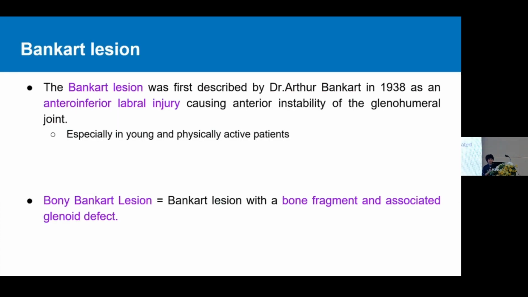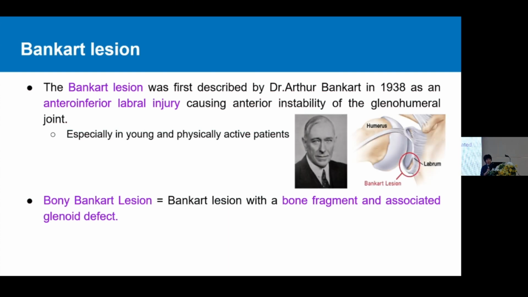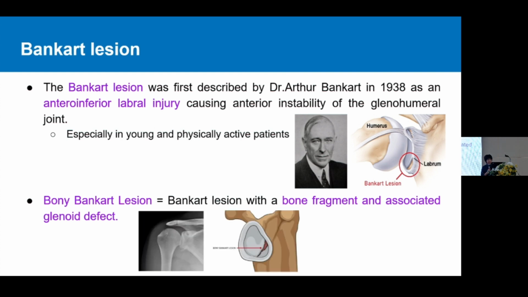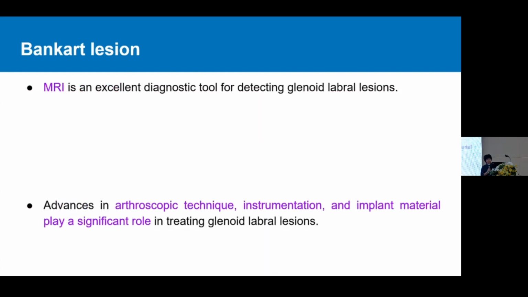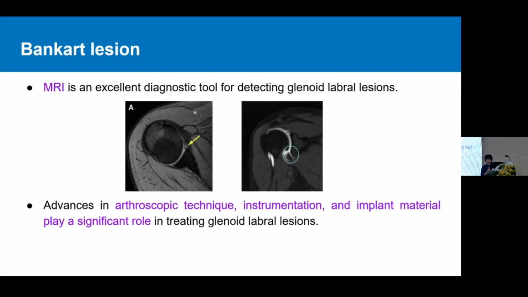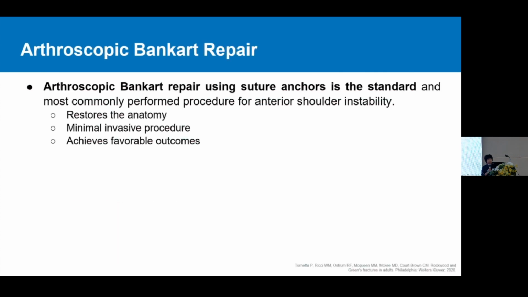The Bankart lesion was first described by Dr. Arthur Bankart in 1938 as an anteroinferior labral injury causing anterior shoulder instability. If the Bankart lesion occurs with a bone fragment and associated glenoid defect, we call it a bony Bankart lesion. MRI is an excellent diagnostic tool for detecting this lesion, and the arthroscopic technique, instrumentation, and implant material play a significant role in the treatment.